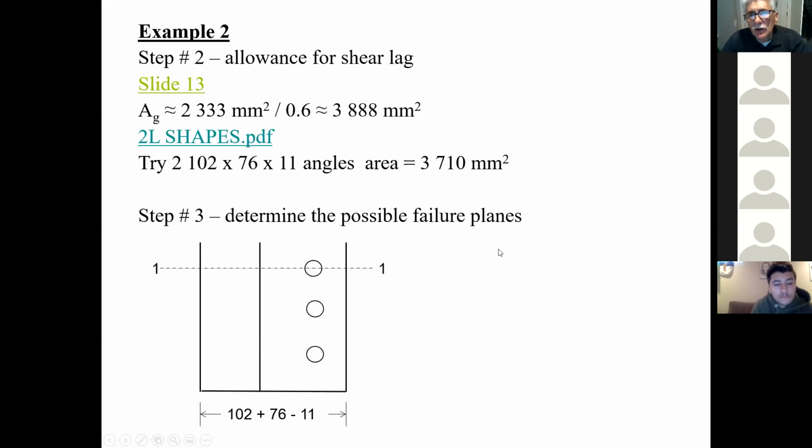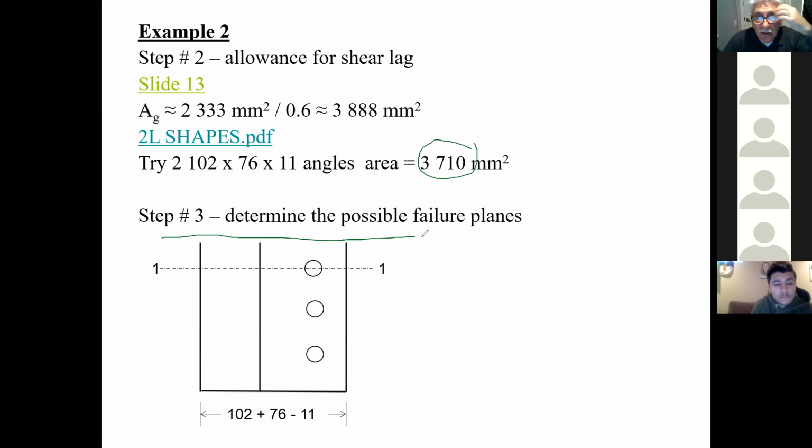Just to let you understand something, let me go back here to annotate. If we were doing this in reality, this is one failure plane here. But for that one failure plane to occur, I would need about this much steel for that failure plane to occur. And since I'm providing this amount of steel, this will never occur there. That's why I don't check that failure plane. But I know that now my connection could fail right there.